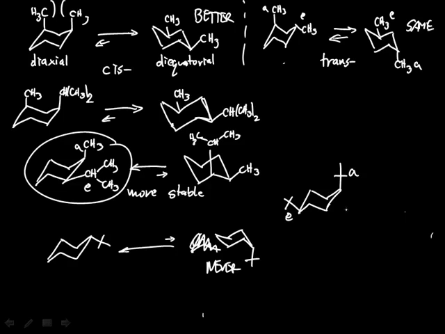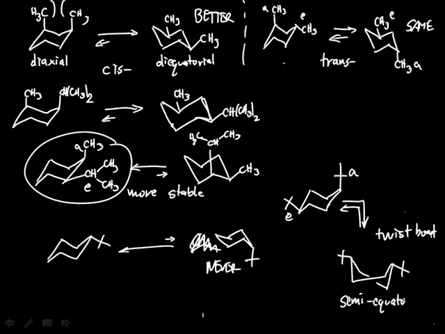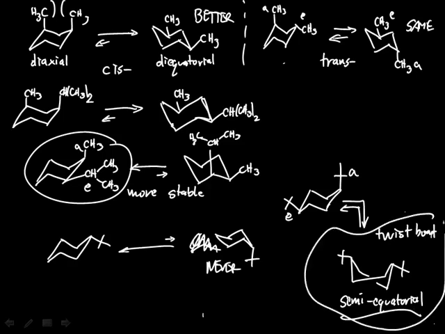But converting them to a twist boat structure, and I hope I'll be able to reproduce this, I'll just say that this is a twist boat, will allow both of them to be in a sort of semi-equatorial arrangement. And so this is one of the cases where twist boat is the more stable one, even more stable than the chair conformation.